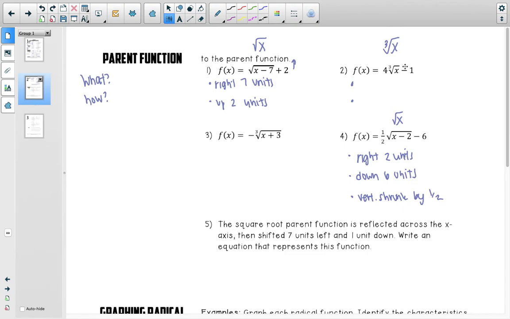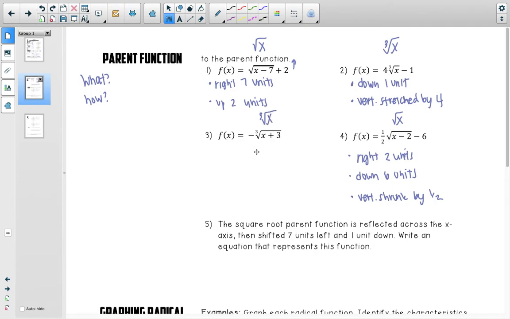The negative 1 is outside of it, not in the radical, so that means it's moving up or down. If anything's added or subtracted at the end, it's up or down. So this is going to go down 1 unit. I should have put units, but whatever. We talked about it in number 4 just a few seconds ago. Anything in front is going to stretch it or compress it. Because this is bigger than 1, it's going to vertically stretch it, which means it's going to grow a lot faster. Stretched by 4.